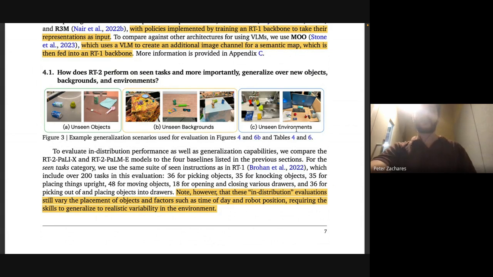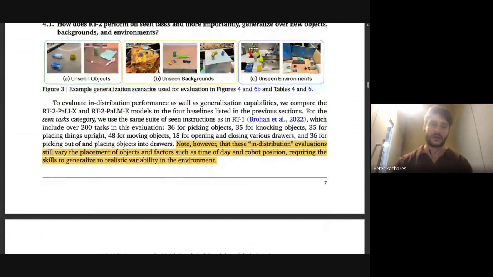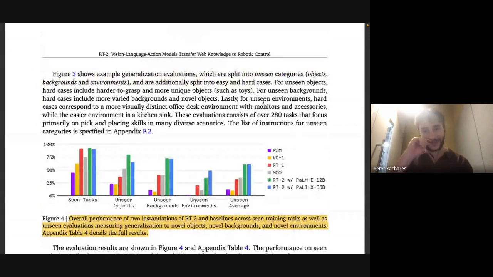And then an unseen environment is where they literally move the robot around. So they put the robot near a desk, or they put it near a kitchen sink, and they ask it to perform tasks. And they compared their model to 3 previous models that claim to be able to generalize well to new settings. And you can see their performance, where the y-axis is completion rate.